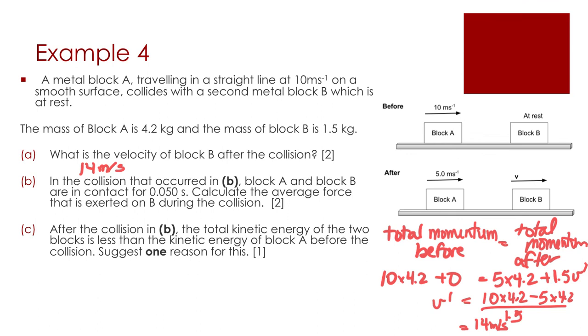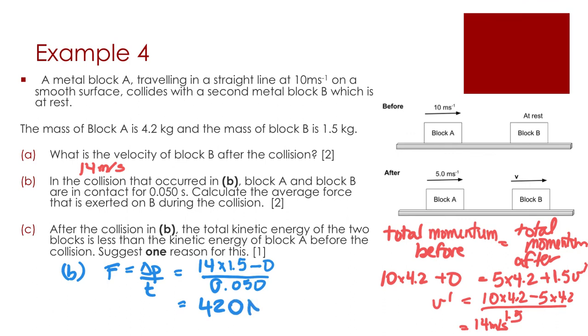In the collision now, it says that they're in contact for 0.05 seconds. Calculate the average force that's acting on our block. All right, so I'm going to use Newton's second law in momentum form here, because we have the time they're in contact. If I put in some values, I know my change in momentum, and I pick up my calculator and I get 420 newtons. Notice that if you put in the values for A, you should get the same value, right? Newton's third law, they're just going to be equal in magnitude and opposite in direction.